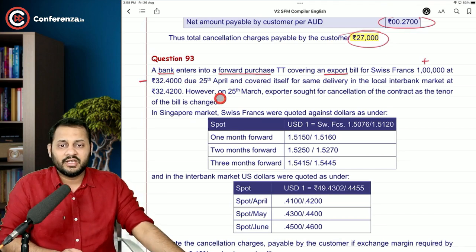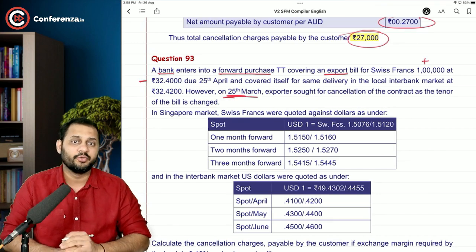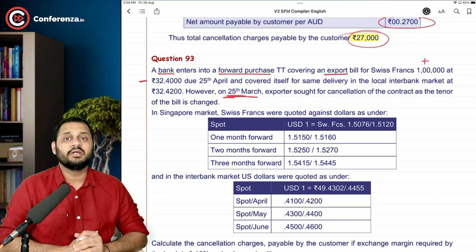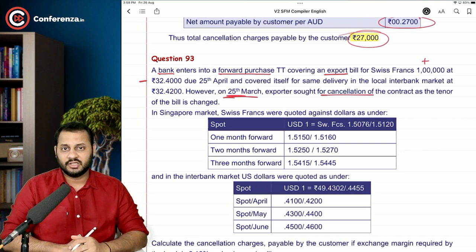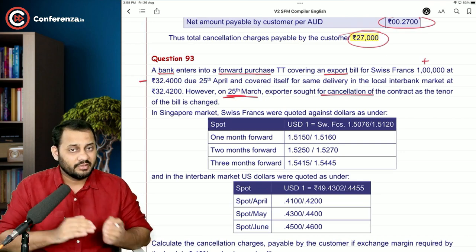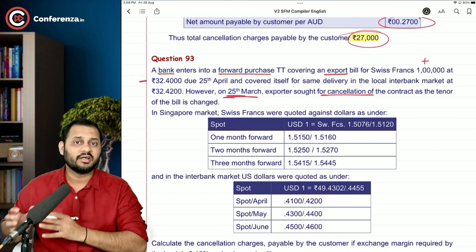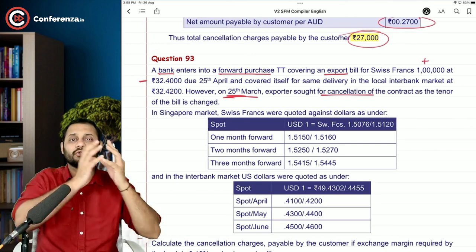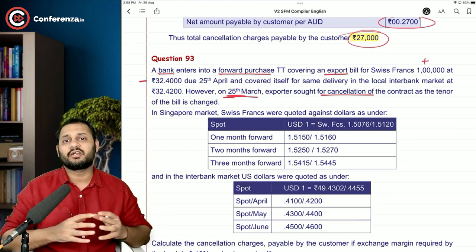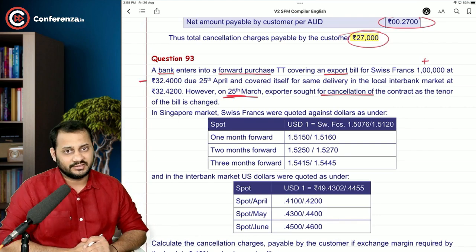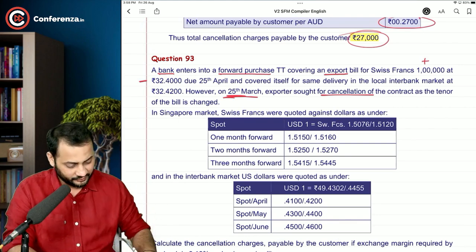However, on 25th March itself, now understand that this is just 1 month before the due date. The customer is coming and asking for a cancellation. Now, if he is coming before the due date, we need to enter into such a transaction that the cancellation contract also expires on the due date. So we will have to take a forward contract for cancellation. Okay, sir. And that too the opposite one. Understand the situation now.